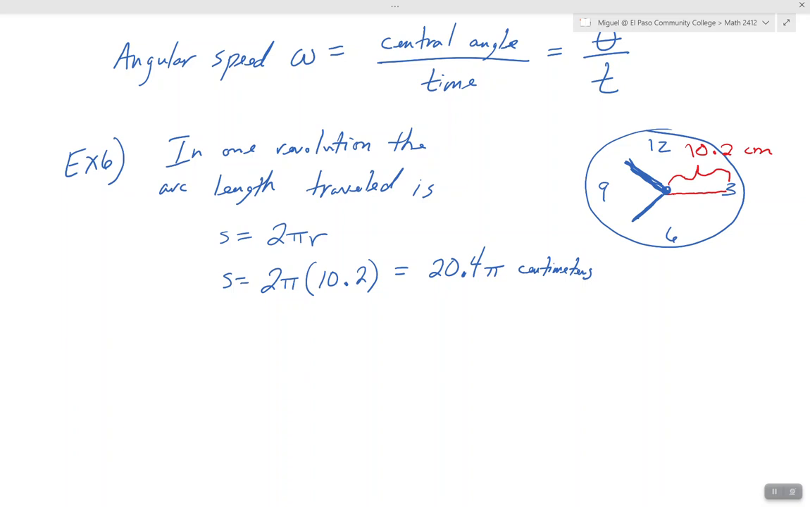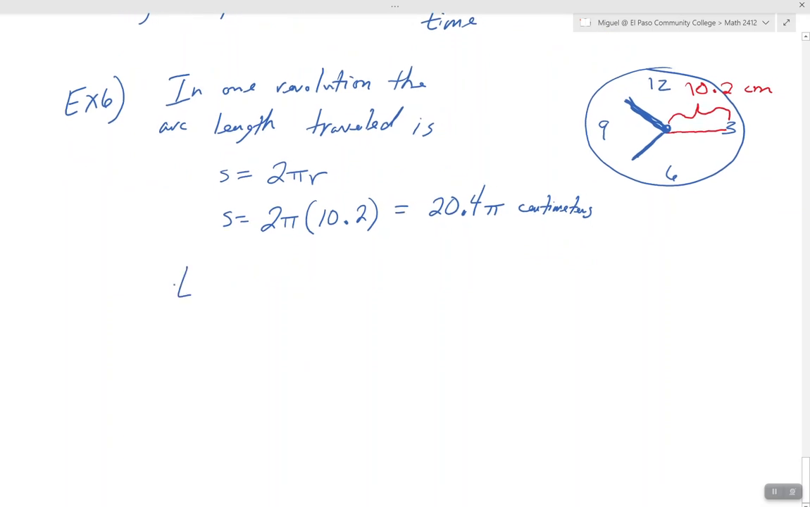Now the second part of this is the time required for the second hand to travel this distance. How long does it take for that second hand to go all the way around? Because that second hand measures what? The main two hands are hours, minutes, and the second hand is seconds. So to go all the way around, how many seconds is it? 60. 60 seconds, good. So that's our time. 1 minute, 60 seconds. Good.